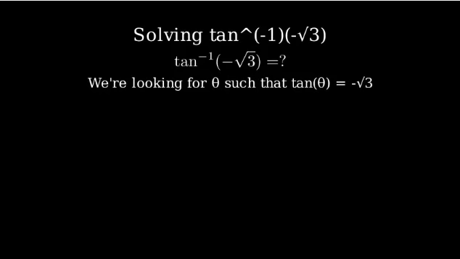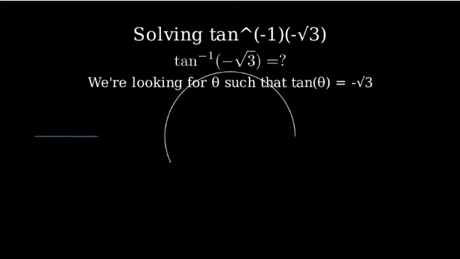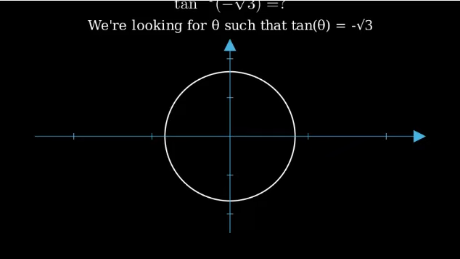To visualize this, let's consider the unit circle. Here's our unit circle with radius 1. We have our x-axis and y-axis. Now, let's consider an angle theta in this circle.